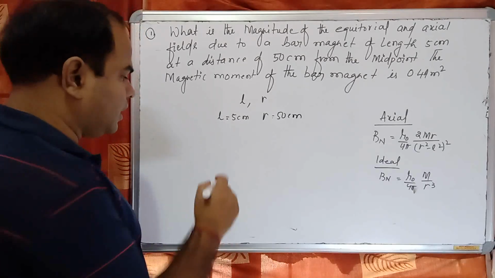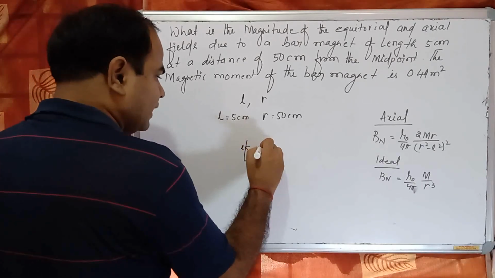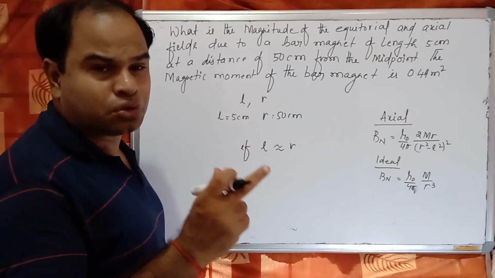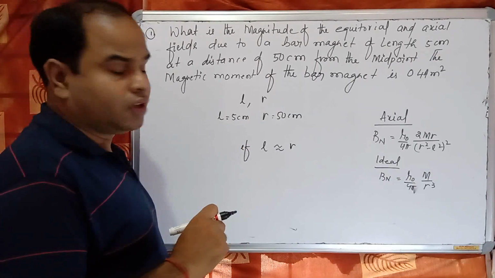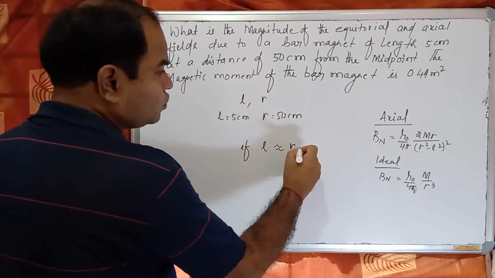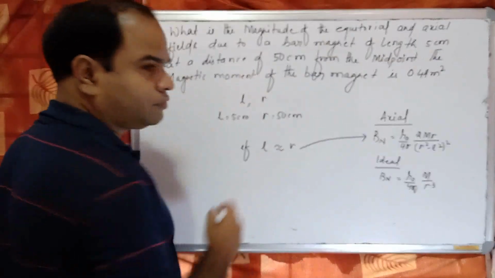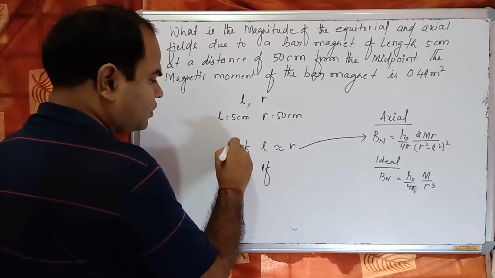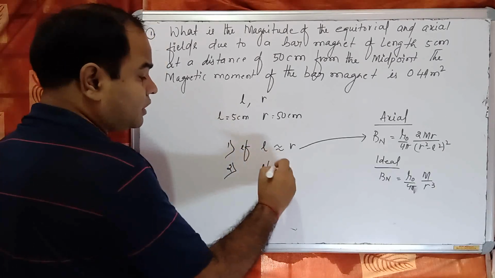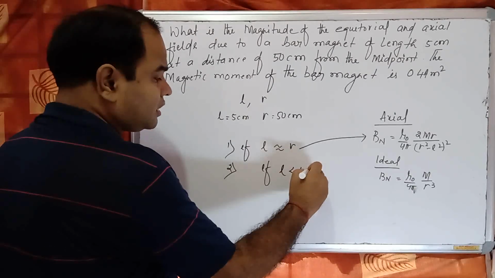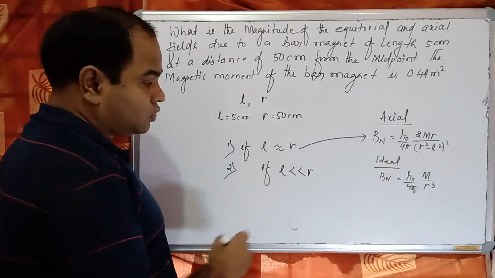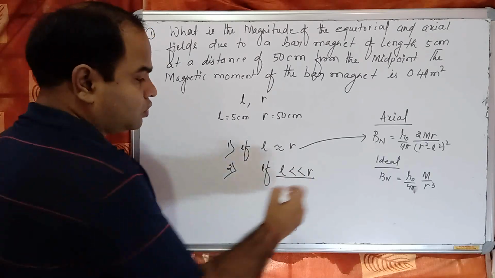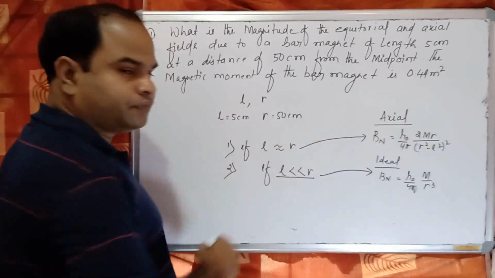Remember, if L is nearly equal to R or slightly smaller, then in that case use this formula. Okay, second case: if L is less than R, in that case it is an ideal dipole, so use this formula.